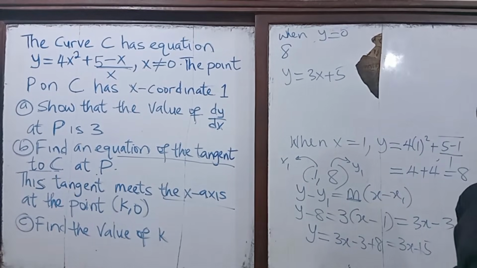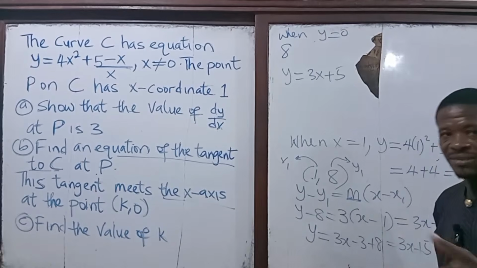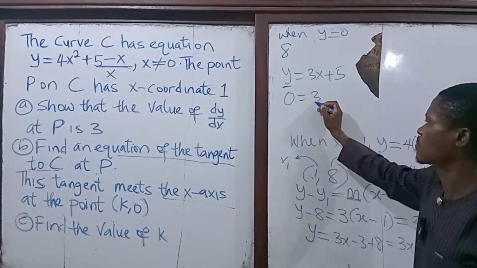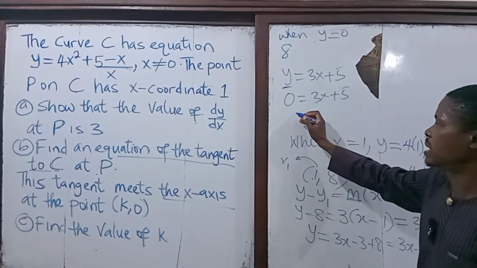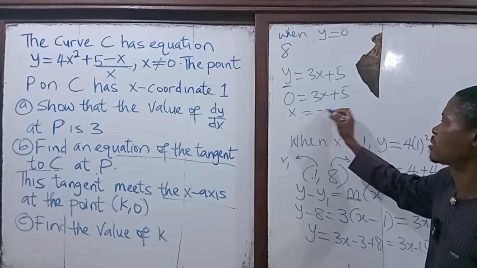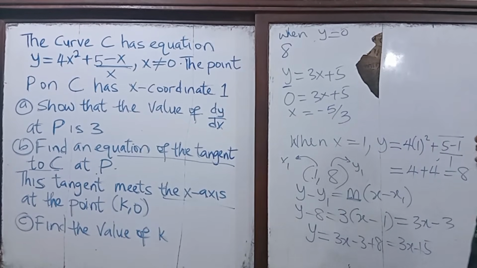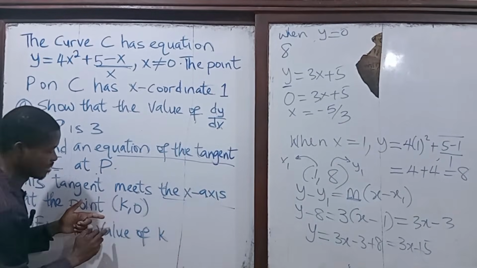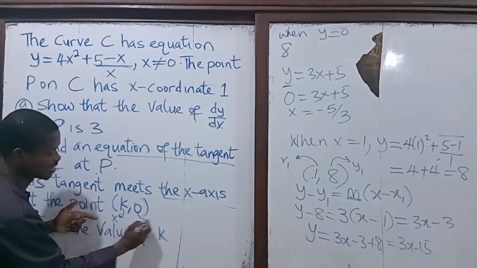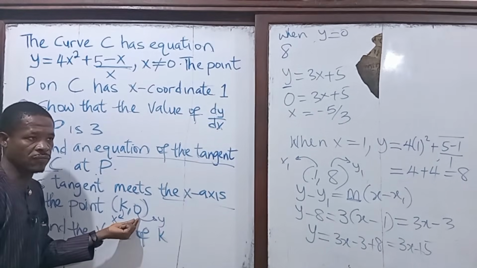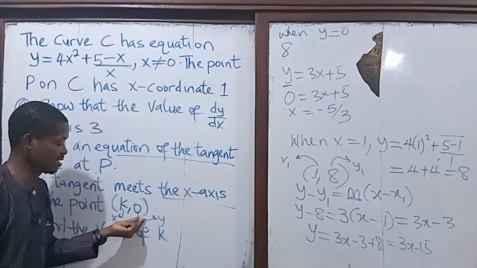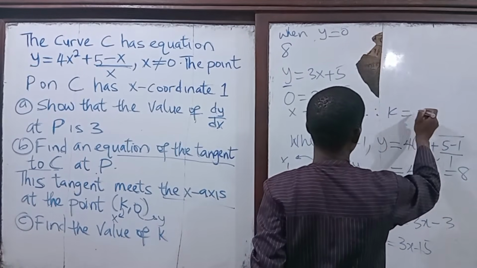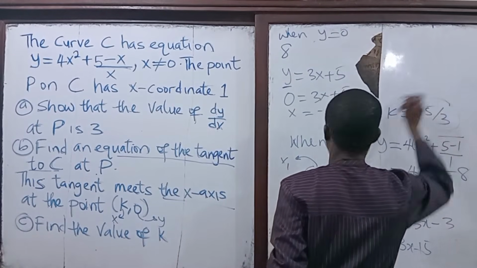That's the equation of the tangent, and the tangent meets the x-axis, which implies y is 0. That will give us 3x plus 5. Make x the subject, then we have minus 5 over 3. Now, if you look at the coordinates k, 0, this is x and this is y. Y is 0 from the coordinates, and x is k. So therefore, k is equal to minus 5 over 3.